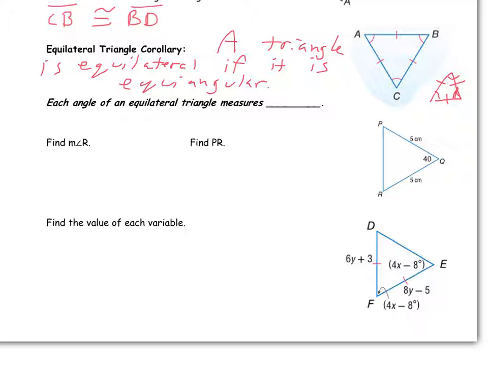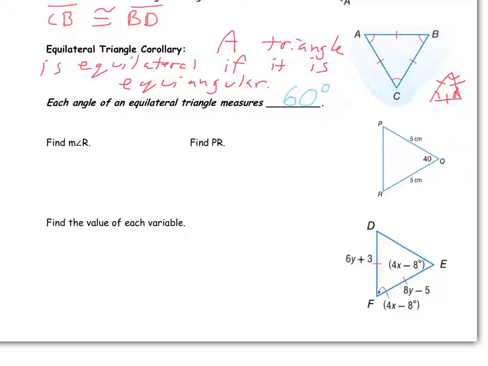And if we have a triangle with all the sides congruent and all the angles congruent, then each angle measures 60 degrees, because remember, the sum is 180 and they're all equal to each other. 180 divided by 3 equals 60.